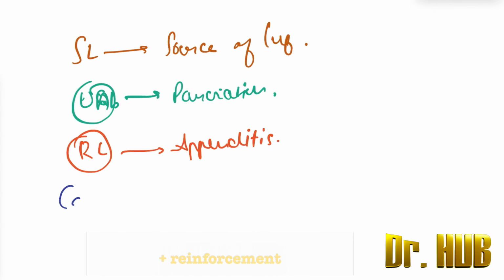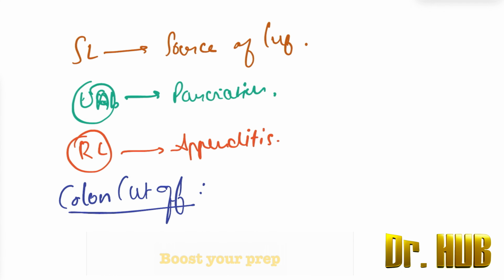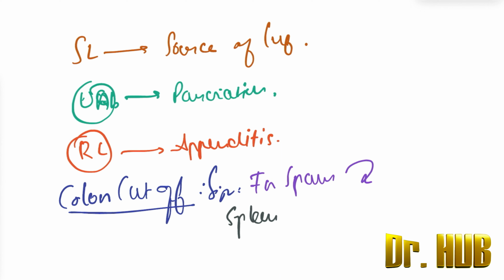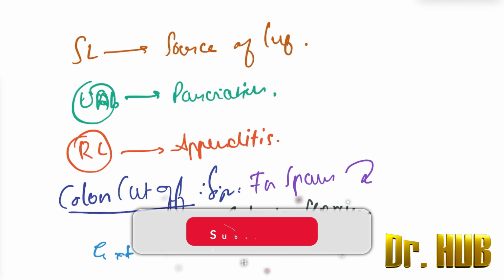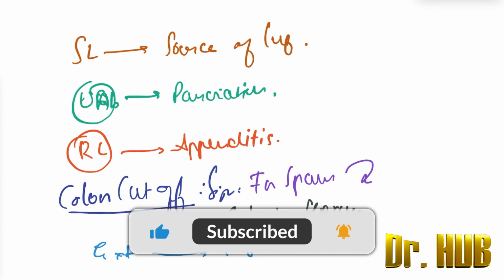Next we will look at something known as the colon cutoff sign. So what does this indicate? It shows that there is a functional spasm present at the splenic flexure, and this is due to the extension of the inflammation.